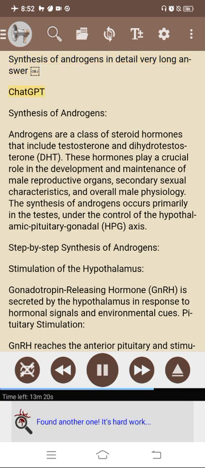Synthesis of androgens in detail. Very long answer. ChatGPT. Synthesis of androgens.